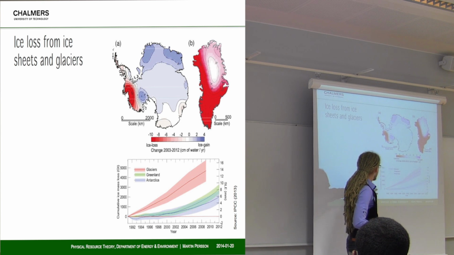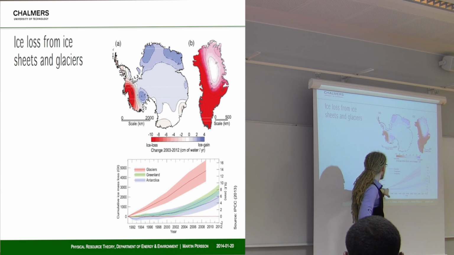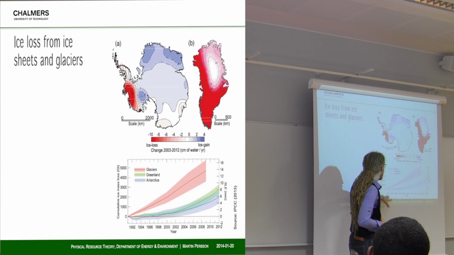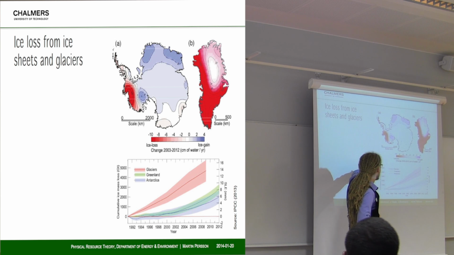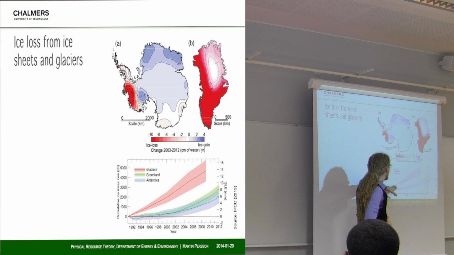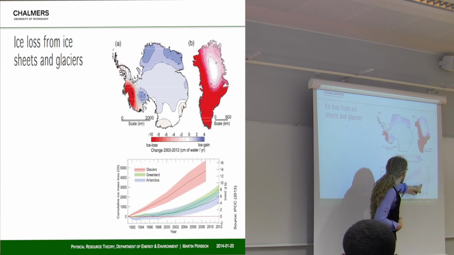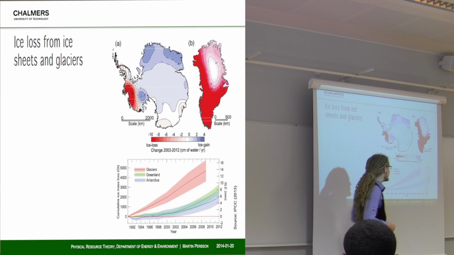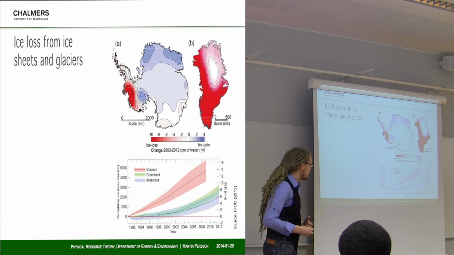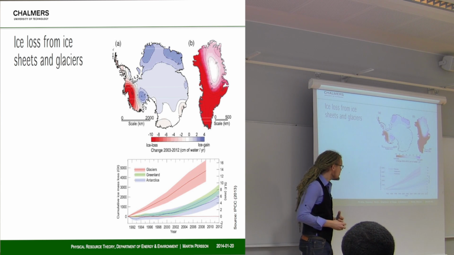And this lower graph here shows the loss of ice, in billion tons, from glaciers all over the world, from Greenland, and from Antarctica. I'm sorry about the light figures here.